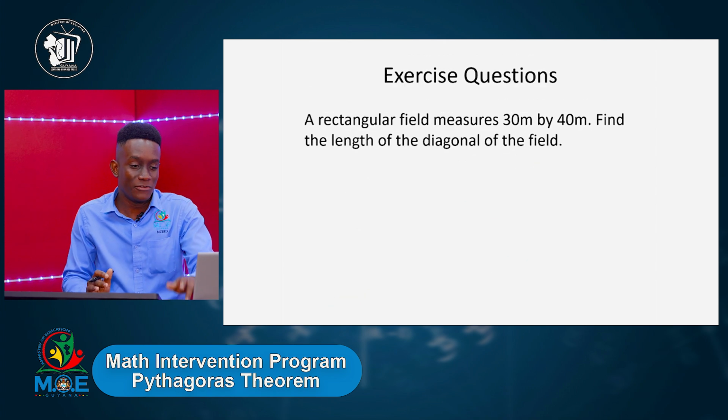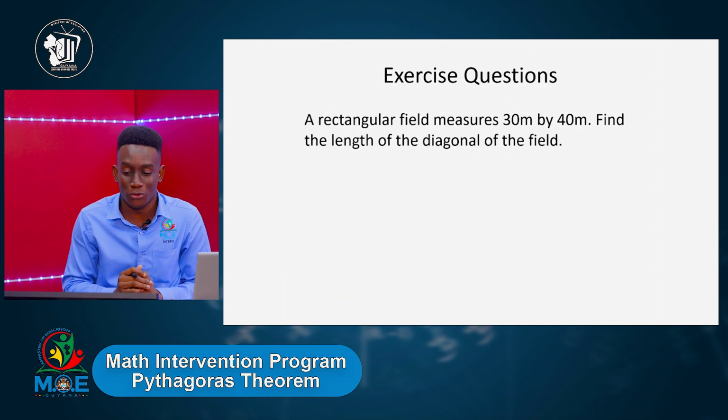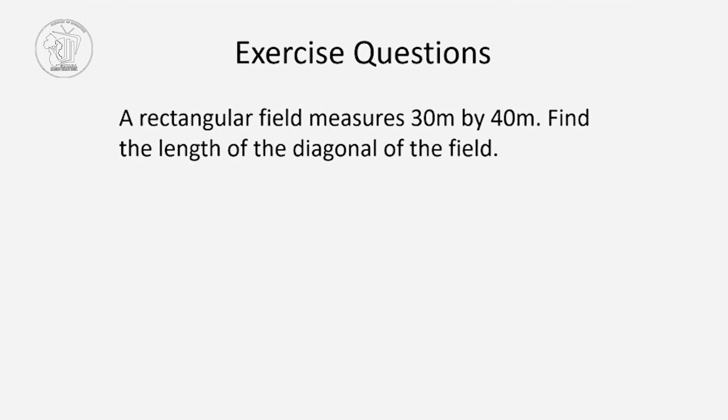I will leave you with this example for you to try on your own. A rectangular field measures 30 meters by 40 meters. Find the length of the diagonal of the field. This is one for you to try on your own.